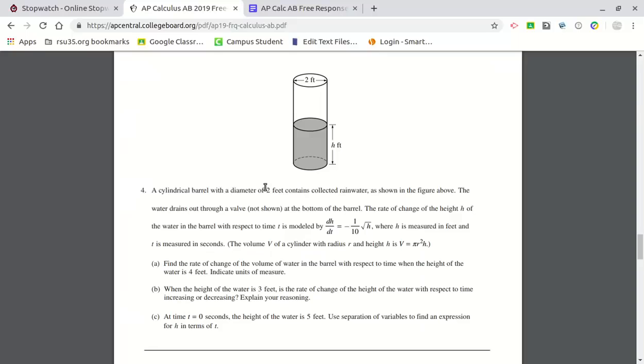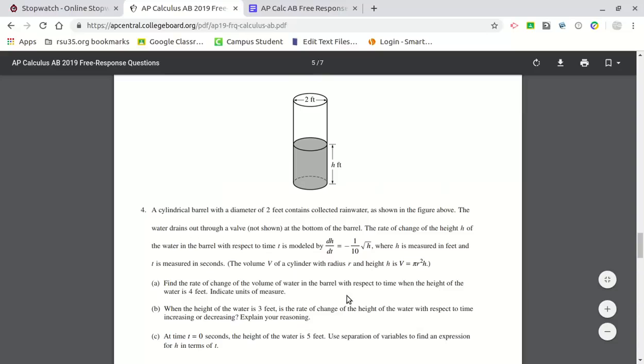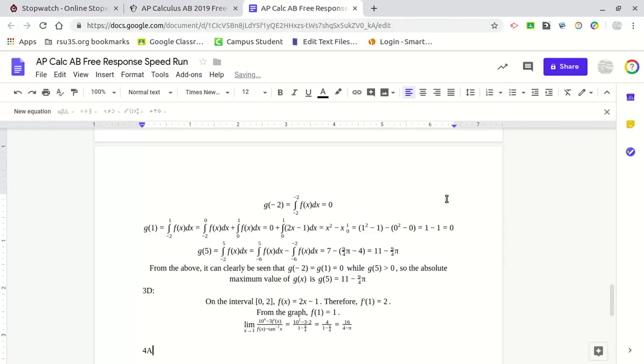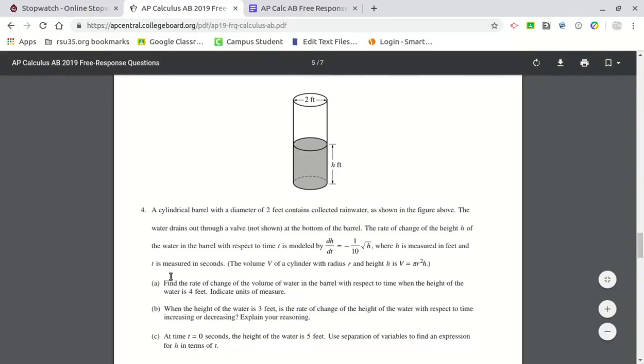A cylindrical barrel with diameter 2 feet collects rainwater. The water drains out through a valve. The rate of change of the height is given by a differential equation. Find the rate of change of the volume of water in the barrel with respect to time when the height is 4 feet. Oh, they give you this formula, so I'm just going to plug 4 into that formula. Wait, am I reading this wrong? Hopefully it's not that easy. Oh, volume. Okay, it's not that easy.